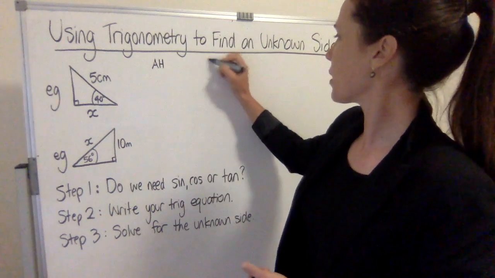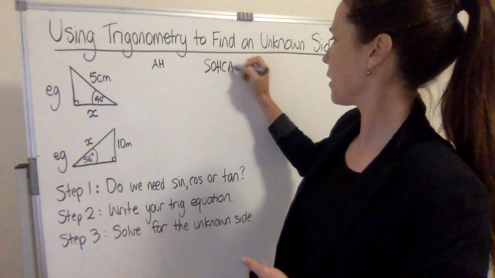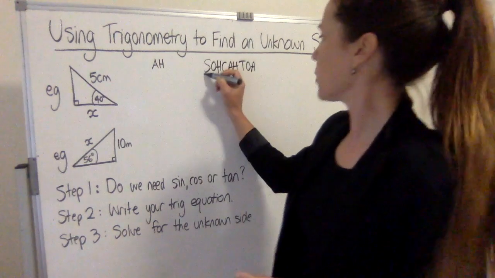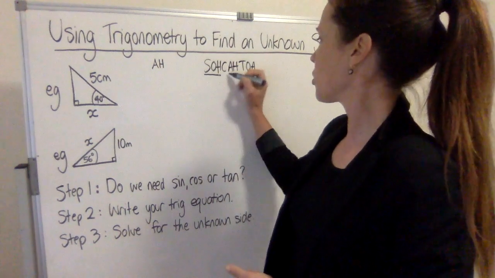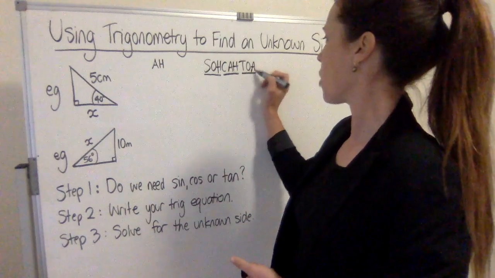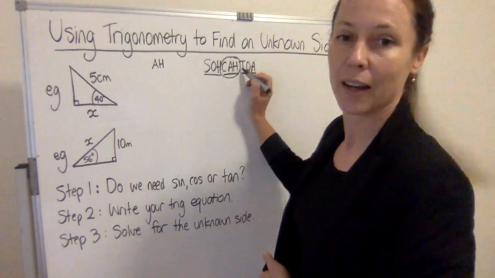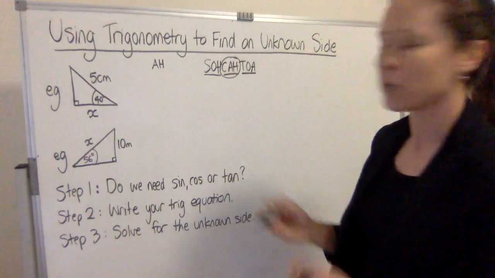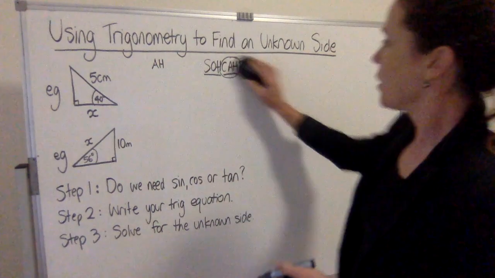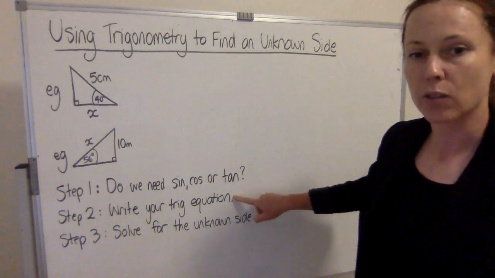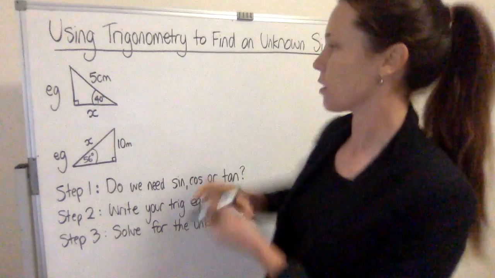Now come back to thinking about SOH CAH TOA. Remember, we've already learnt that. Do we have O and H, A and H, or O and A? Now we have A and H. That tells us we need this bit, the CAH bit. And that reminds you we need to use the cosine. So away we go and we write down our trig equation using the cosine of 40 degrees.